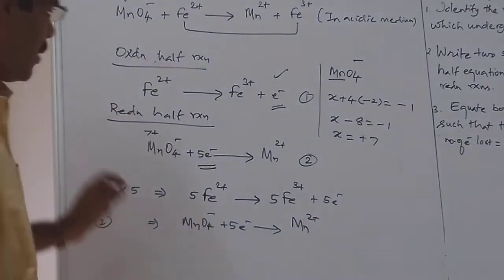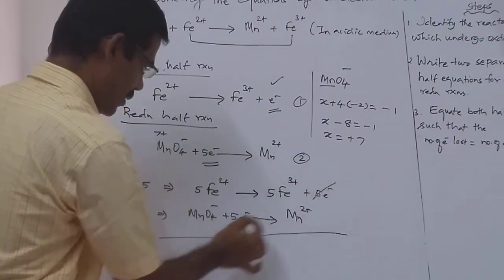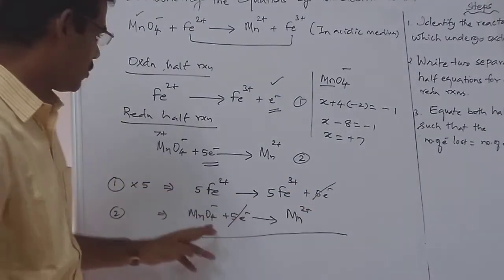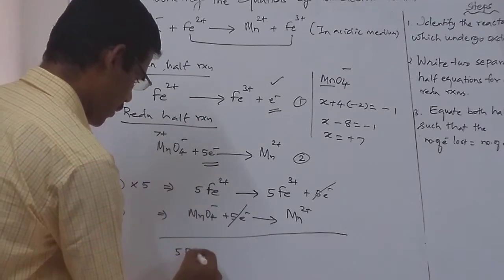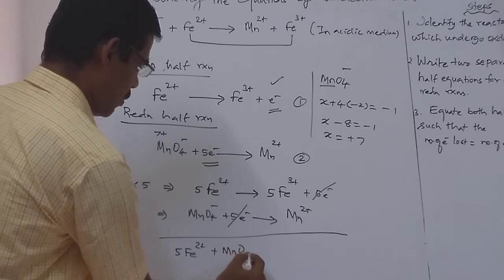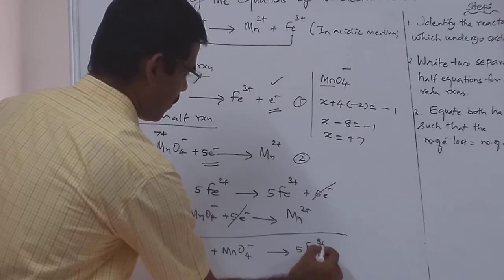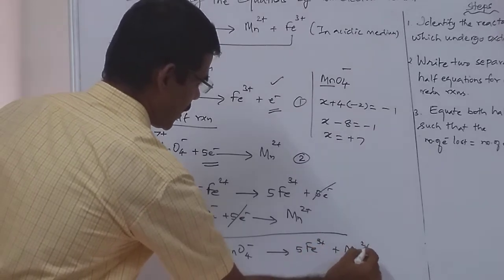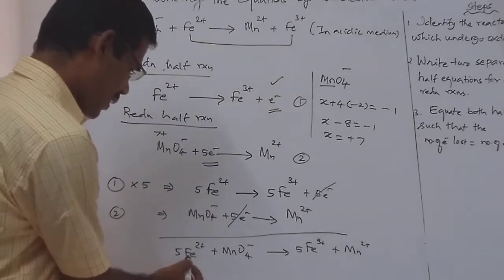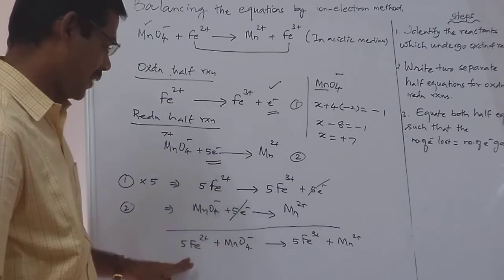Now you see, we have to add these two equations. So the number of electrons lost and the number of electrons gained will be equal. Now, if you cancel and write, 5 Fe2+ plus MnO4- will give you 5 Fe3+ plus Mn2+. Now if you observe in this equation, Fe is 5 on the left, and on the right side also Fe, so Fe is balanced.